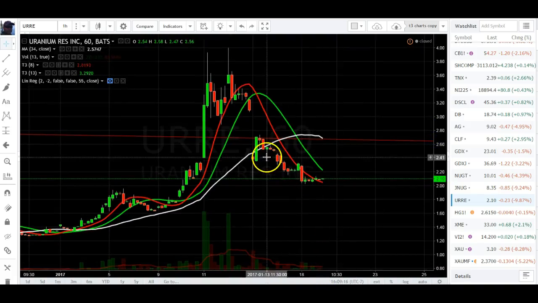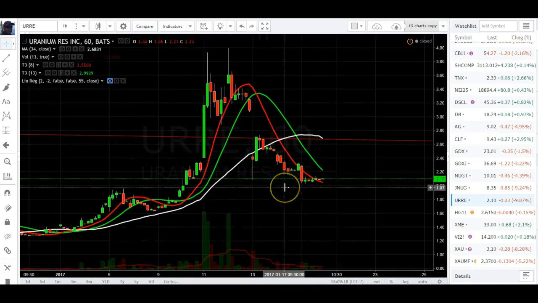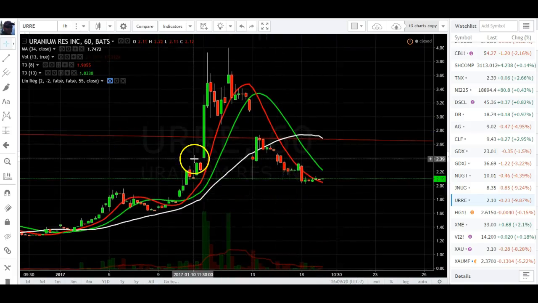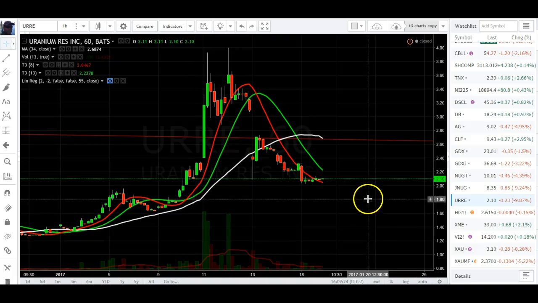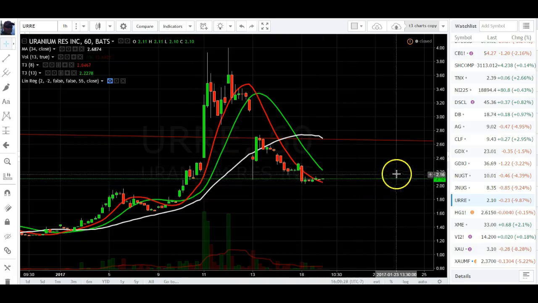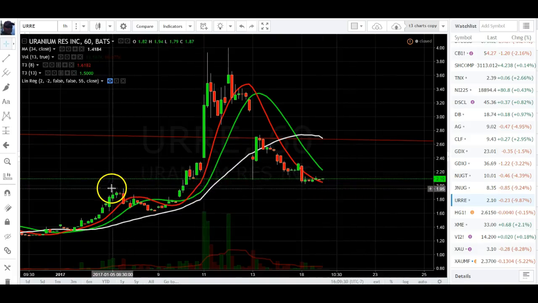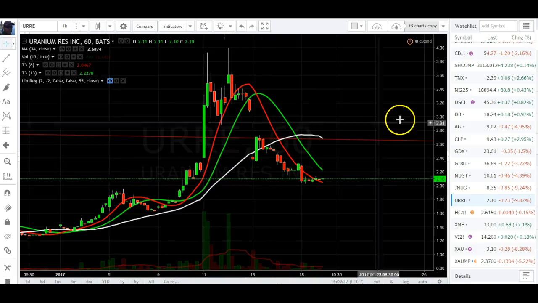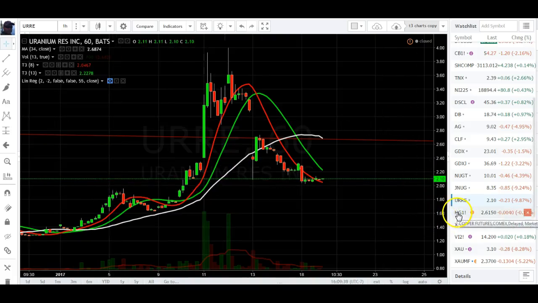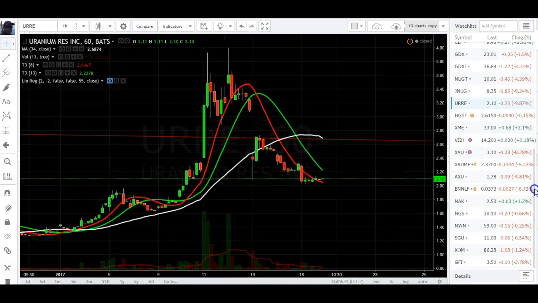Look for volume to come in. Can't do anything without volume. Breaking previous highs. Looks pretty primed for a pop. Although you got support coming in just under 2. Let's see.